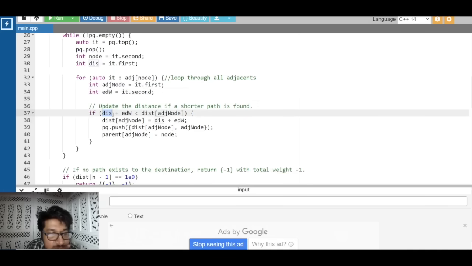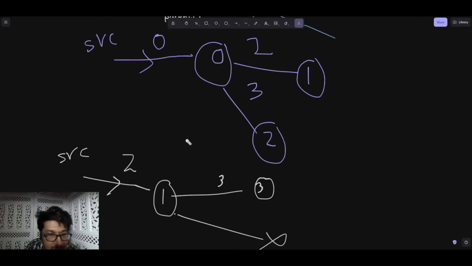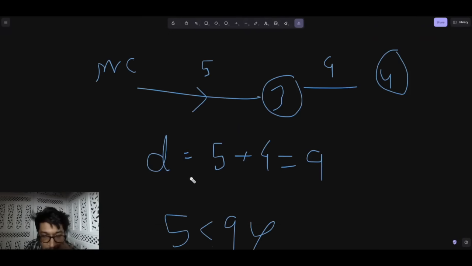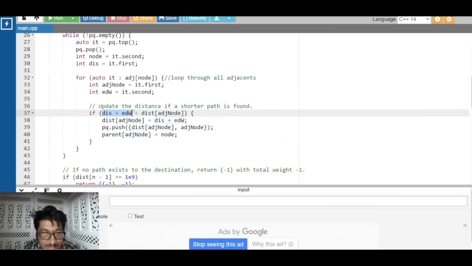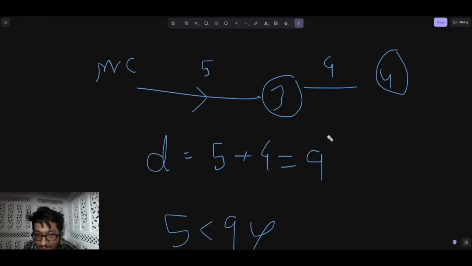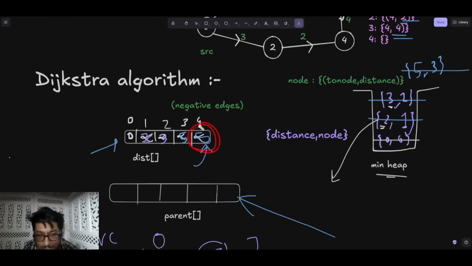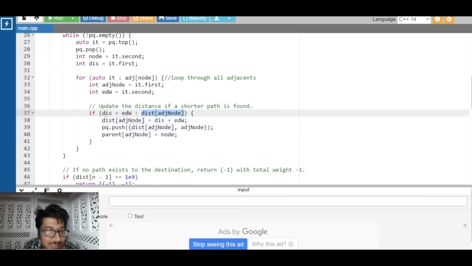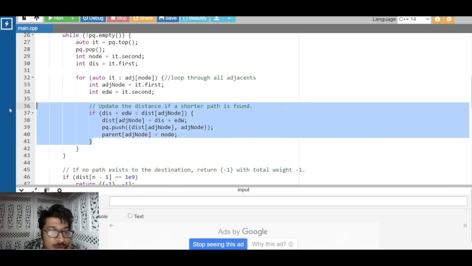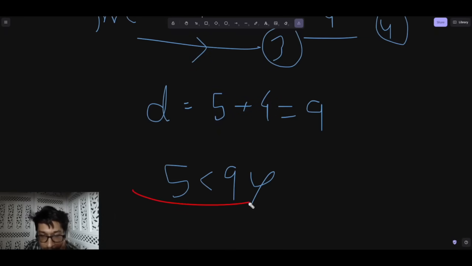Okay, so whatever the distance was so far plus the distance, if it is less, then you replace it. What do I mean? Suppose for 3, the distance for 3 so far was 5, and 4 is one of the adjacents, so you add the 4 to it. 5 plus 4 is 9. Is it less than what is stored in the distance array? No, because in the distance array for 4, it was stored 5. So is 9 less than 5? No. So I'm not even going to do this, and you saw that for 3 we didn't do anything. We just crossed it, right?